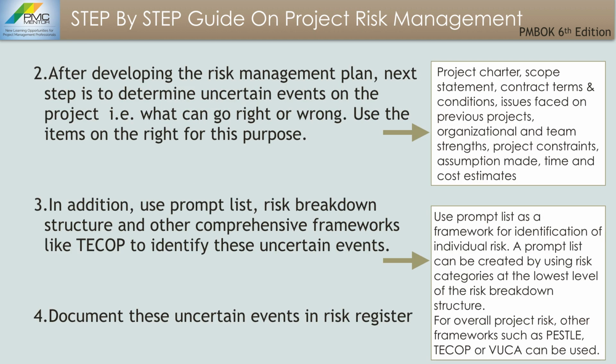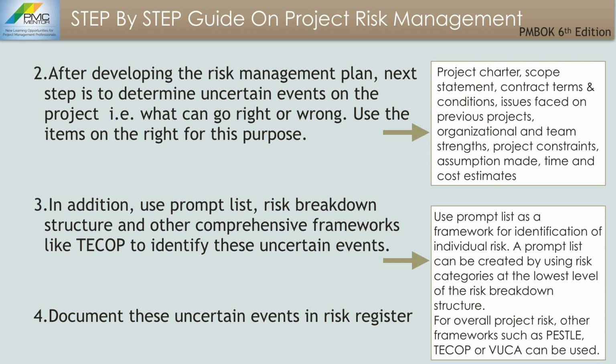The next step, after you develop the risk management plan, is to determine uncertain events on the project. What can go right or wrong? Use the items on the right for this purpose. For example, you can look at project charters, scope statement, contract terms and conditions, etc. to come up with a very solid list that you can use to refine later on.